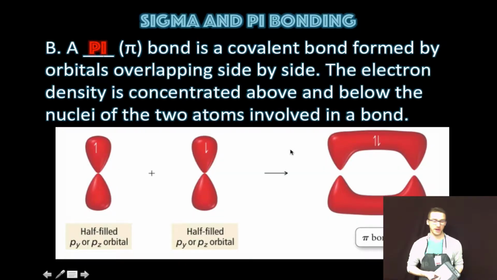Great image to represent a pi bond. You have half-filled p orbital from one atom, half-filled p orbital from another. Instead of directly overlapping end to end, they overlap side by side. The electron density is above and below the nuclei of the atoms.